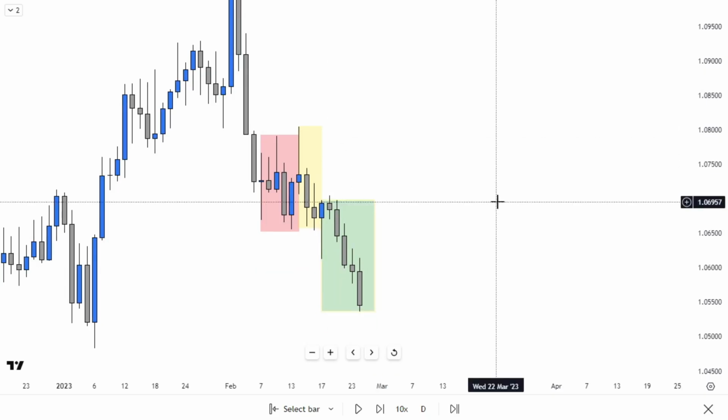And that's a wrap on ICT's power of three: accumulation, manipulation, and distribution. Start spotting these phases on your charts, and you'll be able to see the market in a whole new way.